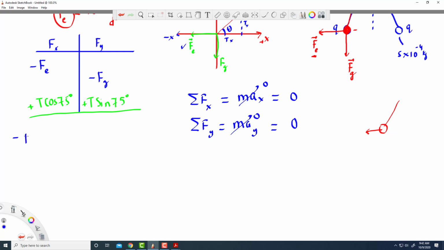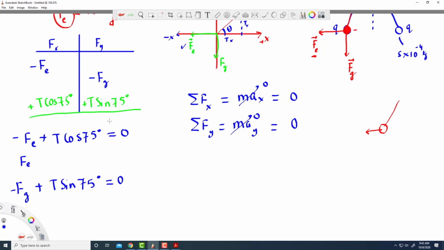So Fe plus T cosine 75 degrees must be equal to 0, and then the sum of the y forces also must be equal to 0: Fg plus T sine 75 degrees equals 0. So in both equations we do not know T. T is not given, so we need to eliminate T. So somehow let's eliminate T. So write this in terms of T.